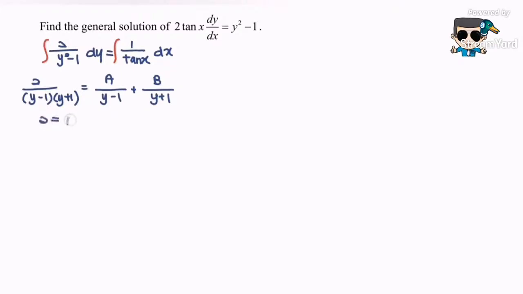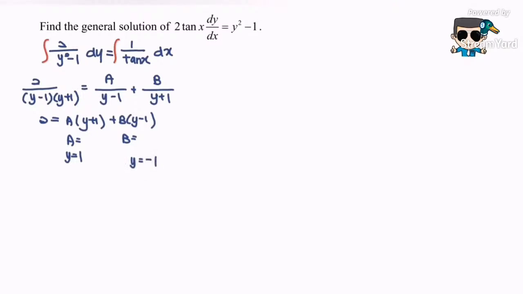2 is equals to a multiplied with y plus 1 plus b multiplied with y minus 1. We are going to find a and b. If we are going to find a, make sure that b disappears, meaning that y is equals to 1. If we are looking for b, meaning that a must be eliminated, so y will be equals to negative 1.